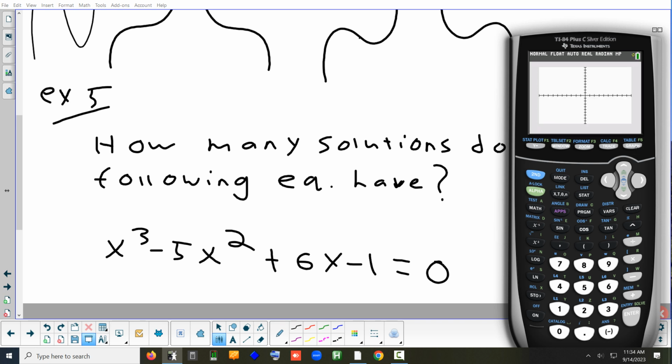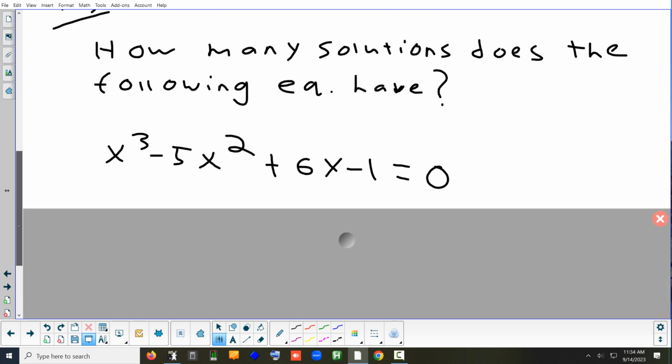So the question is, how many solutions do we have? I don't think you need to zoom out to see it. It should be pretty clear. James, how many solutions do we have? 3. Yep. It's going to cross the axis 3 times.